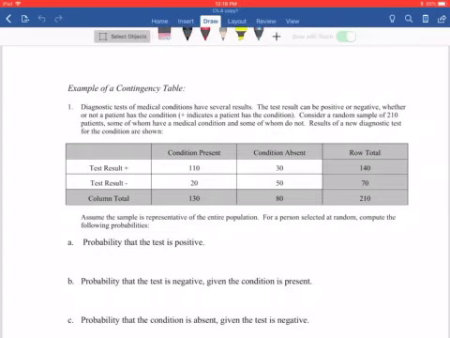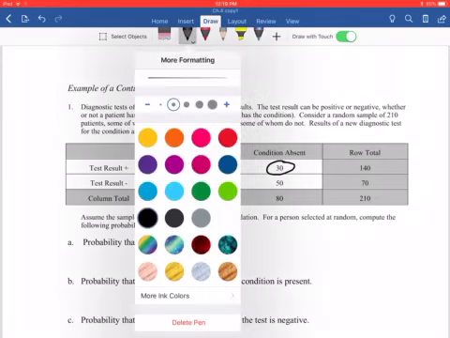Okay, so this is called a contingency table that shows us the results. And it does assume the samples represent the entire population. So we want to compute the following probabilities. This table is telling us that there were 110 people who had a positive test result and had the condition present. There were 30 people that had the positive test result but didn't have the condition. Are you with me?